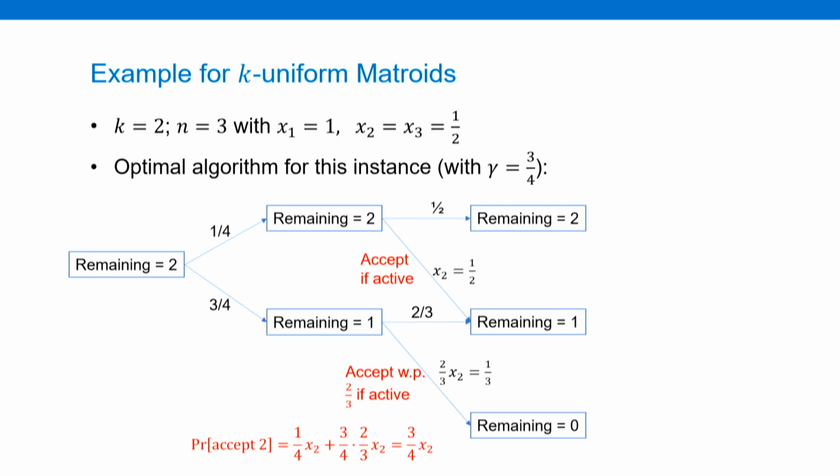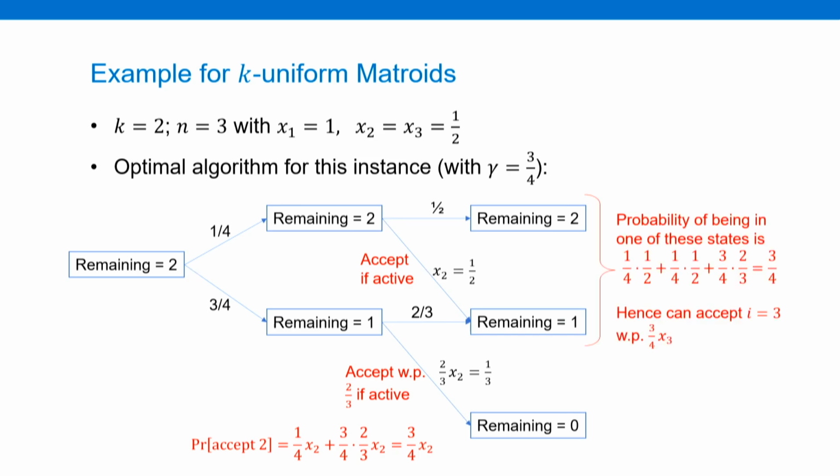And now you can see why 3/4 was the best possible guarantee, because the chance that I have food remaining to serve the third candidate is the sum of these 3 sample paths: 1/4 times 1/2, 1/4 times 1/2, and 3/4 times 2/3. This is exactly 3/4, which means, for the last candidate, I don't have to hold back. So I serve them whenever they want the food, and I can serve them with probability exactly 3/4 times x3.